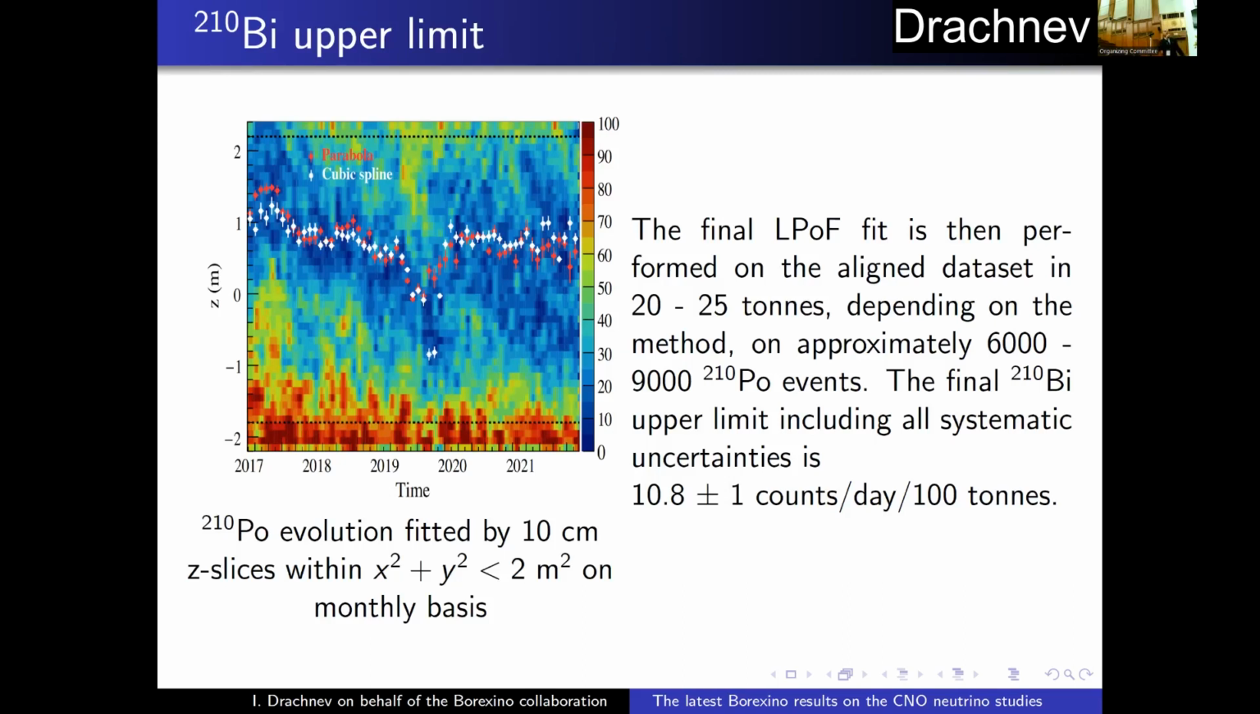And this is how it looks, the polonium map. This is within quite a small radius over the XY plane, and each slice is 10 centimeters thick. Each slice was fitted with a parabola or a spline to understand where the minimum is. Then the movement of that minimum was fitted with an exponential plus constant. So we get the support term, and considering all the systematics related to the possible bismuth non-uniformity, bismuth is very uniform, actually, which can be demonstrated. We have 10 ± 1 counts per day per 100 tons. So we have the number for bismuth, and we can put at least an upper limit. And that's what we use in the analysis, or we don't use.